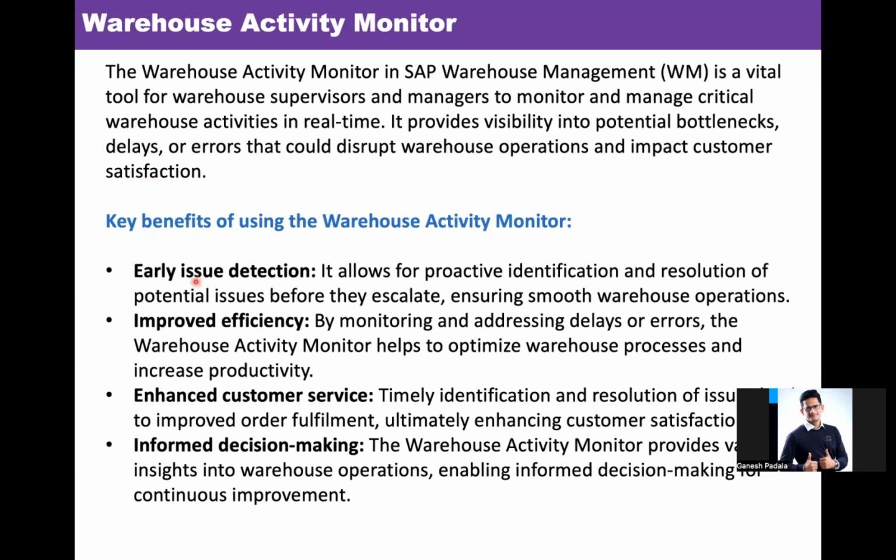So what are the key benefits? Early issue detection: it allows for proactive identification and resolution of potential issues before they escalate, ensuring smooth warehouse operations. Improved efficiency: by monitoring and addressing delays or errors, the warehouse activity monitor helps to optimize warehouse processes and increase productivity. Enhanced customer service: timely identification of how many open transfer orders and open TRs there are, so you monitor properly and complete them on time, and you can serve the customer better, right?